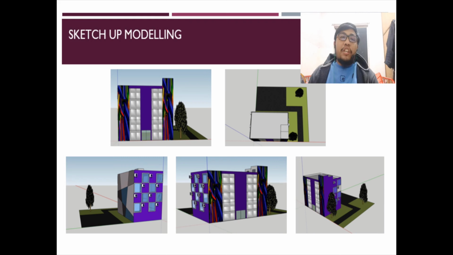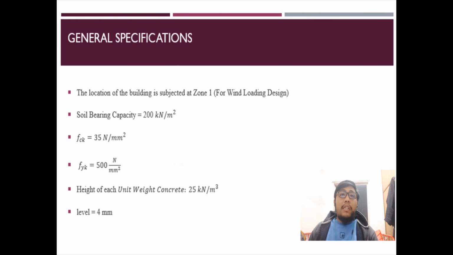The general specifications of the designed building are: the location of the building is in Zone 1 for wind loading, with a bearing capacity of 200 kN per meter square. The concrete grade is C35, the yield strength of steel is 500 Newton per millimeter square, and the unit weight of concrete is 25 kN per meter cubed.